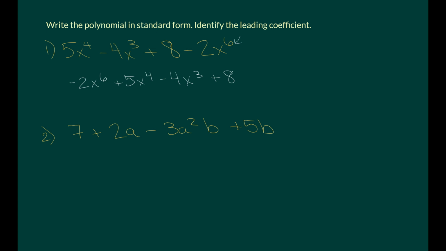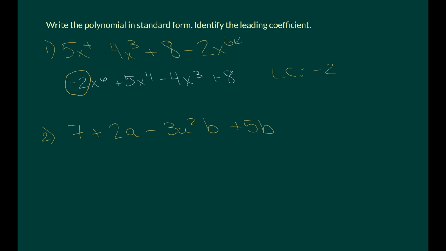Okay, so when it says to identify the leading coefficient, all that means is they want the coefficient in front of the highest exponent, basically in front of the variable with the highest exponent. So our leading coefficient in this problem would be the negative 2 because it leads in standard form. So you put it in standard form first, and then you can tell what the leading coefficient is.